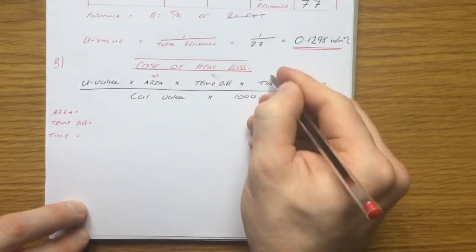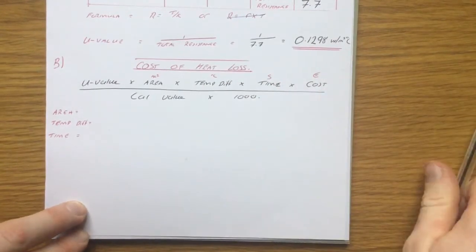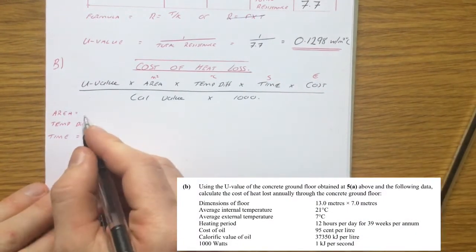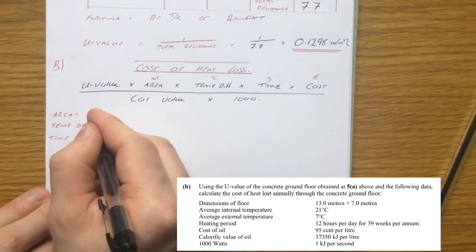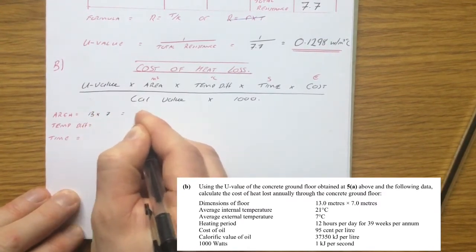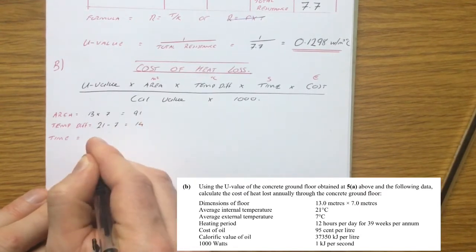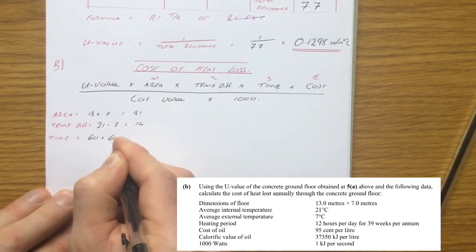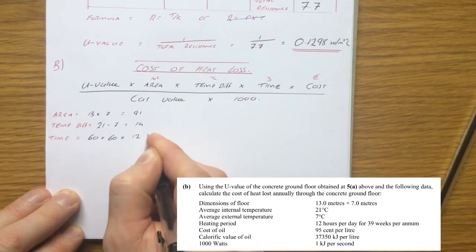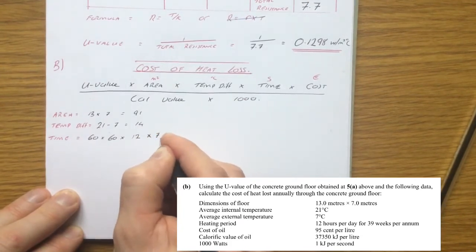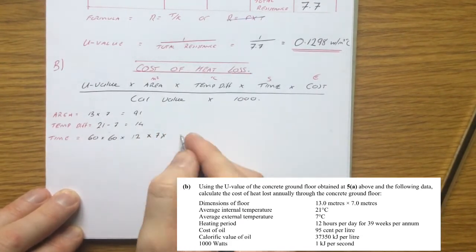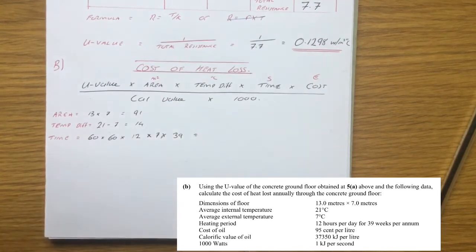Area must be in meters squared, temperature difference in degrees Celsius, time must be recorded in seconds, and cost must be in euros. In this sum, the area of this room is 13 multiplied by 7, which is 91. The temperature difference between inside and outside is 14 degrees, and the time in seconds is 60 seconds multiplied by 60 minutes, multiplied by the 12 hours a day that it's on for, multiplied by the 7 days a week that it's on for, multiplied by the 39 weeks. This will give me a massive answer in seconds.